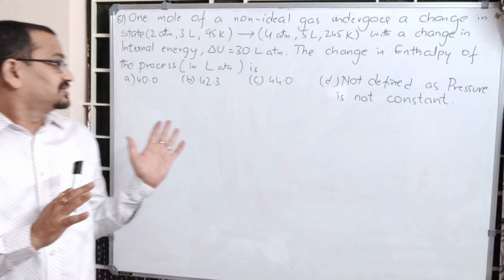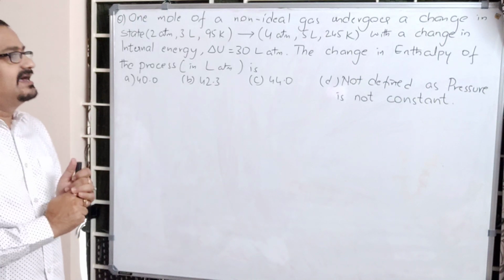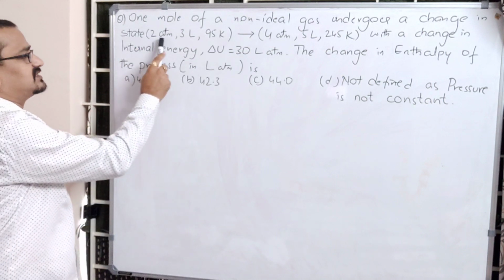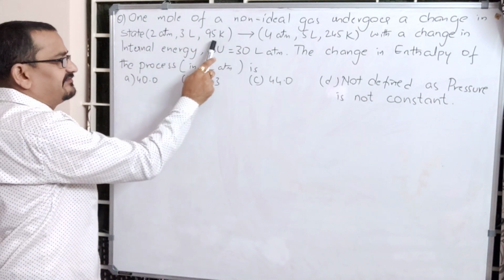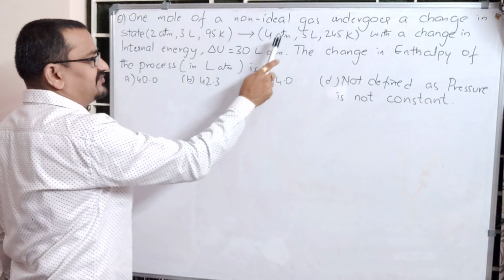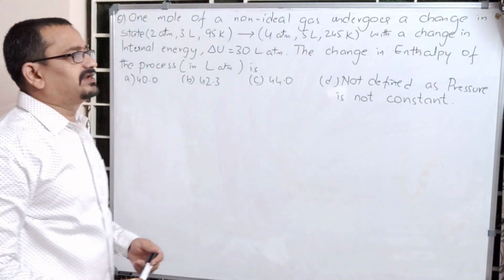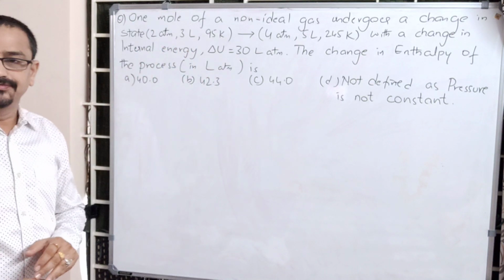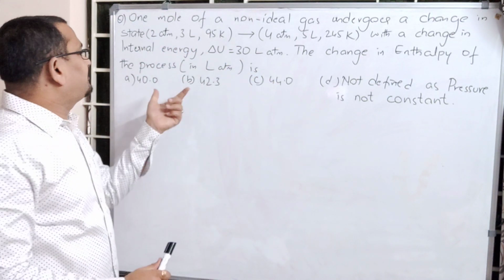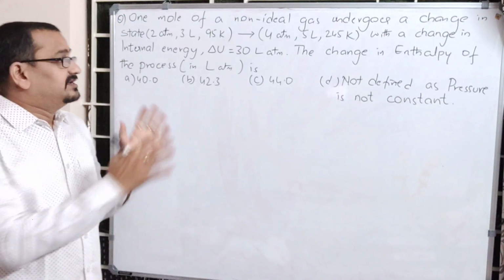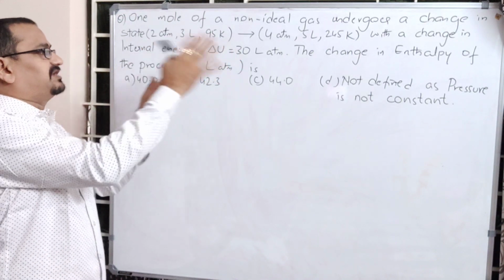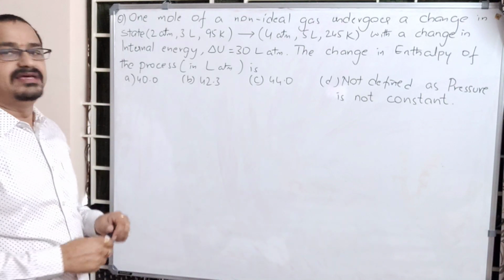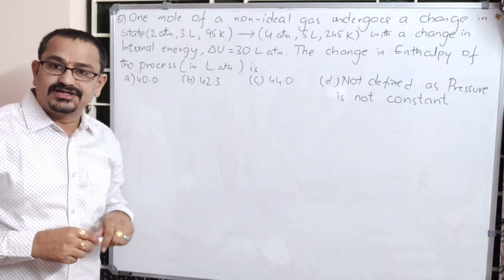So this is another question. 1 mole of an ideal gas undergoes a change in state from 2 atmospheres, 3 liters and 95 Kelvin to 4 atmospheres, 5 liters and 245 Kelvin with a change in internal energy of 30 liter atmosphere. Right. The change in enthalpy of the process is, then, if these are the changes involved in the state as well as in internal energy change, then the change in enthalpy can be expressed as, this is the question given.